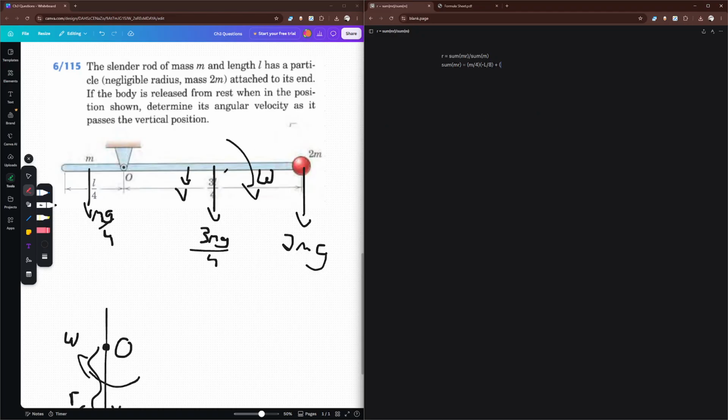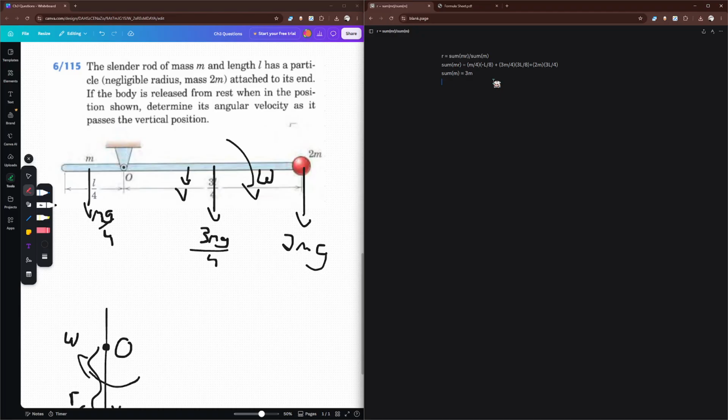Plus, then we have our next mass, 3m over 4, times our distance. That's at the halfway point of this, which is 3L over 8. And then finally we have our mass of 2m times our distance of 3L over 4. And this is supposed to be a capital L. And then the sum of m: the rod has a mass m and the ball has a mass of 2m, so the sum of m is just equal to 3m. As you can see, the m cancels with all of these.